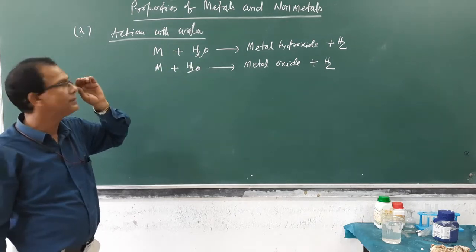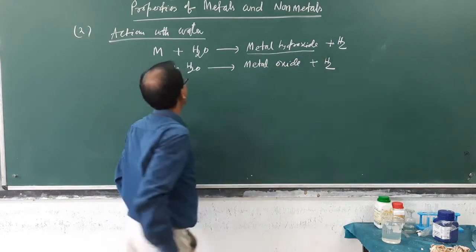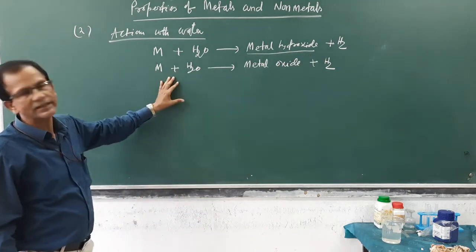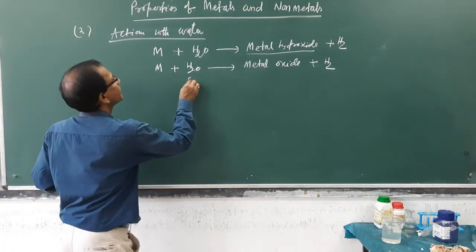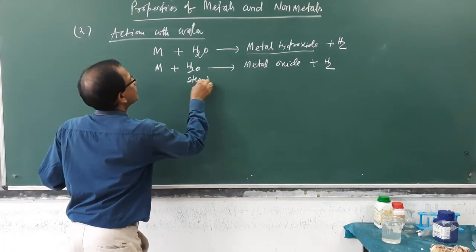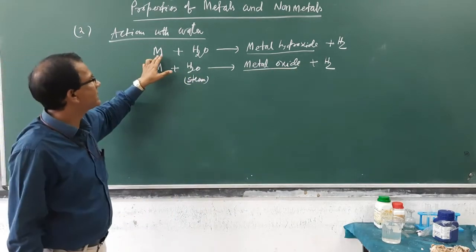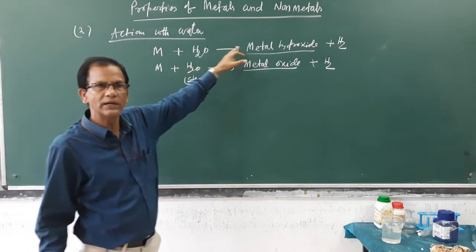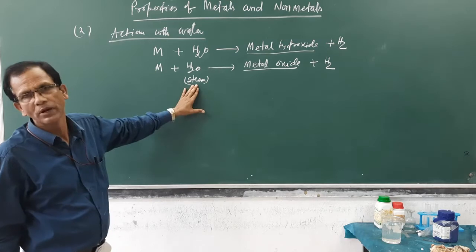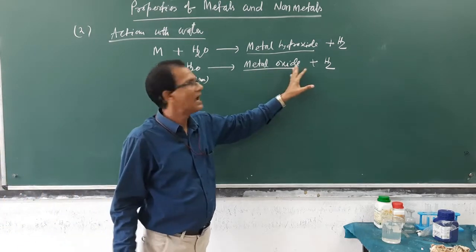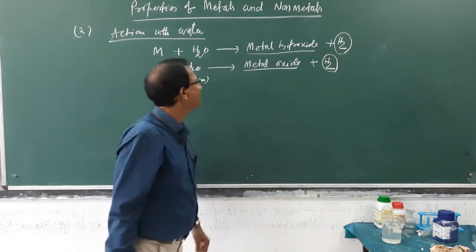Some very reactive metals always produce metal hydroxides, and some moderately reactive metals on heating or action with steam produce metal oxides. This is the difference. Very reactive metals with water produce metal hydroxides, and moderately reactive metals with steam produce metal oxides, and in both cases hydrogen gas is produced. So this is very important.